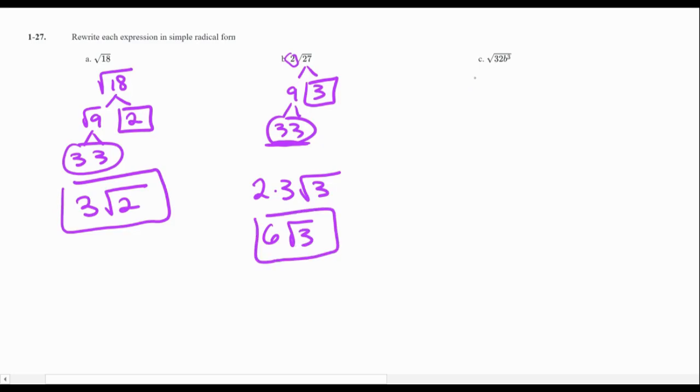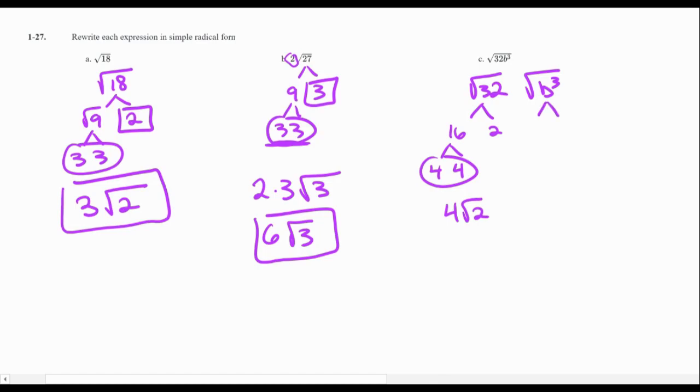Last one here, I'm going to break up into two pieces, and I'll put them back in a second, but just to show you my thought process, as I'm dealing with the numbers first here. So that's 16 times 2 and 4 times 4. So this becomes 4 root 2. And b to the power of 3 is b squared and b. And I can pull out a b and leave in a b as well.